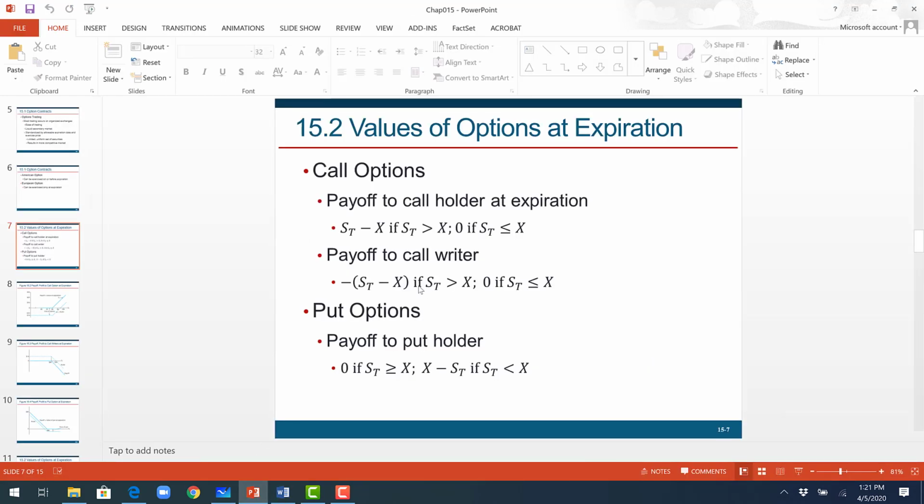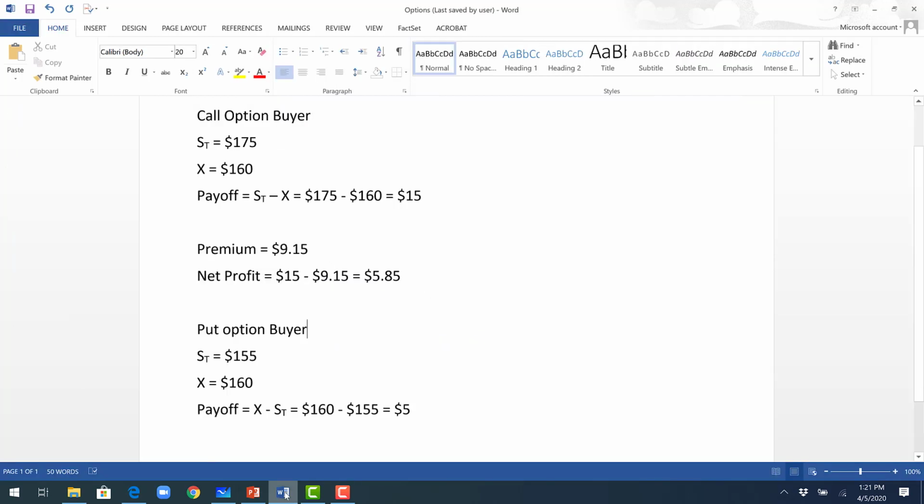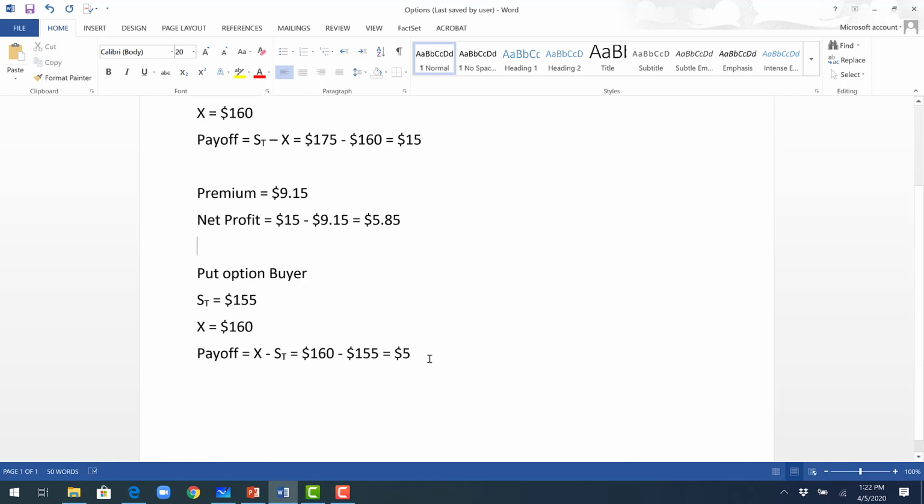So again, for the put buyer, this is our example that we worked on. This is the favorable case. The put buyer has the right to sell at 160, and if the stock price is say 155, you can think of this transaction as buying at 155, selling at 160. What's the difference? The difference is $5. That is the payoff.